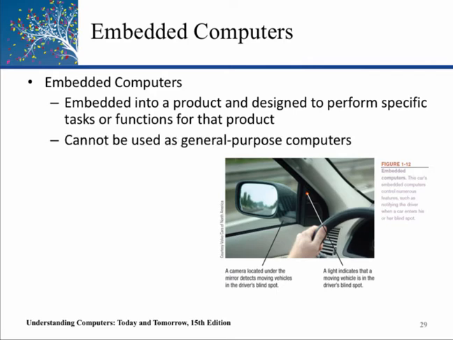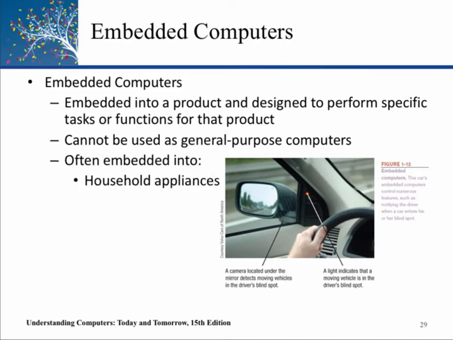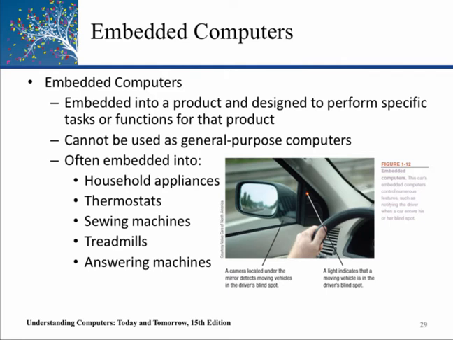They're not general purpose computers, but they're little bitty computers that are embedded into things like household appliances, thermostats, sewing machines, treadmills, you name it. Your answering machine is an embedded computer. And the most expensive embedded computer you probably own is your car. And you can see here that, within that car, you have indicator lights. Some people have cameras located in the mirror. Obviously, the dashboard has some computing going on there for most cars. There's a little display. Computers all over the car.